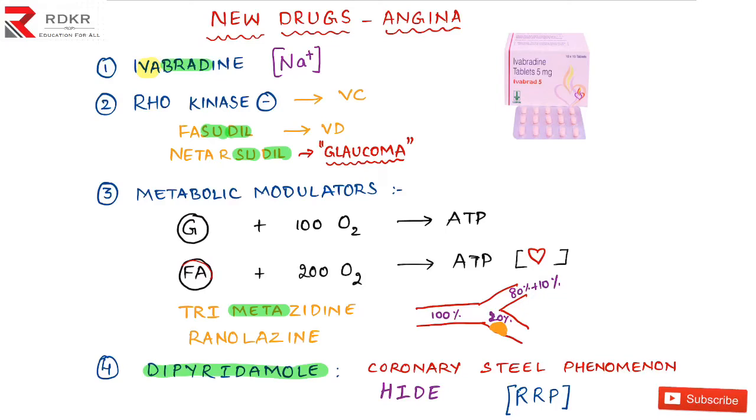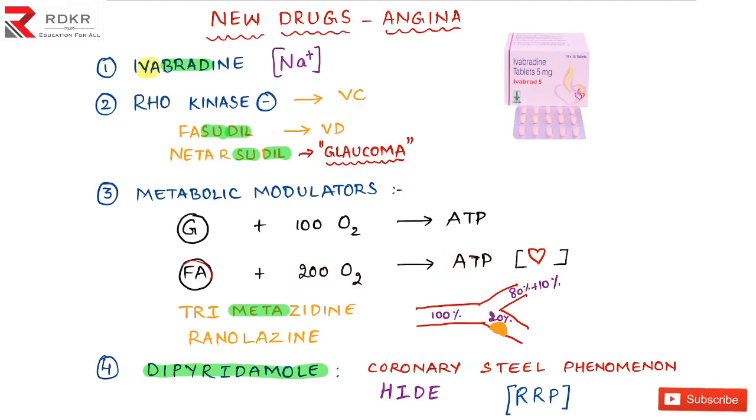Here the main mechanism you have to understand is, for glucose to produce ATP, it needs only 100 molecules of oxygen. Okay, so for glucose to generate ATP, it needs only 100 molecules of oxygen. But for fatty acids, it needs 200 molecules of oxygen to produce ATP.